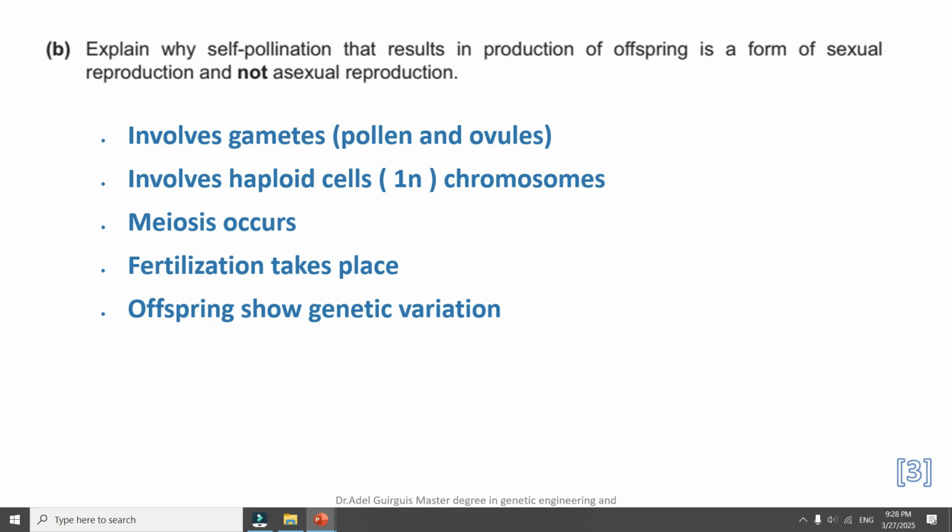Offspring show genetic variation, even when fertilization takes place within the same individual, the same plant. Why? Because during meiosis mutation happens, also crossing over and independent assortment of chromosomes. All of this causes pollen and ovules to be different, okay. This produces genetic variation within offspring. Okay.